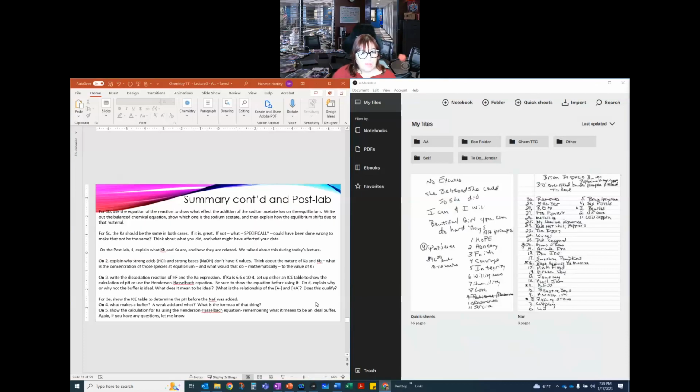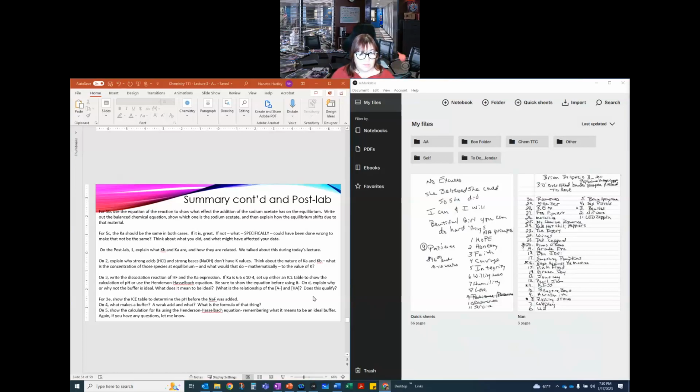And then for 5B, you're going to use the equation of the reaction to show what effect the addition of the sodium acetate has on the equilibrium. So when you add that sodium acetate, does that equilibrium shift backwards, forwards, not move? What does it do? I want you to show me the equation, show what you're adding, i.e. point to the thing that you're changing in either up or down, and then show me the direction that it will shift, either forward or back.